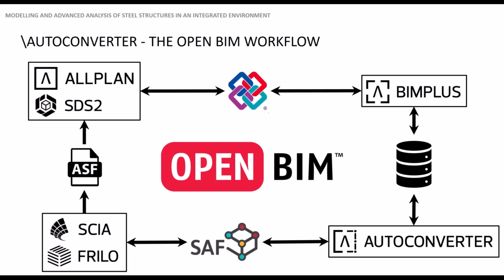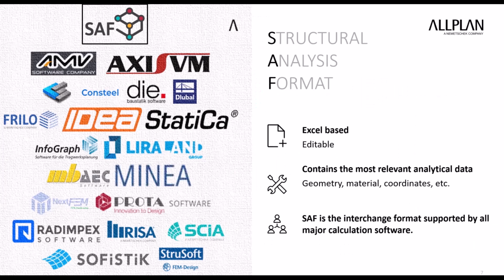The workflow, you know it already. We are open beam. We work with IFC. We work with SAF models. We work with ASF models. So today we will see the IFC upload from SDS2 to Beam+, then switch to autoconverter where the SAF model is created. What is SAF? Structural analysis format is an Excel-based editable sheet that contains most of the relevant data, so geometry, material, coordinates, and as I said before, is fully editable and is supported by the major calculation software. Without further ado, Javier, the floor is yours.